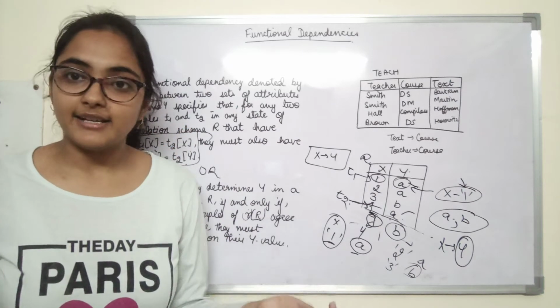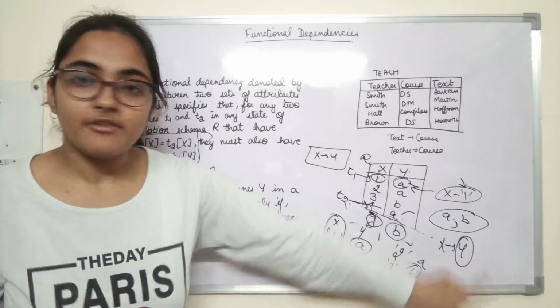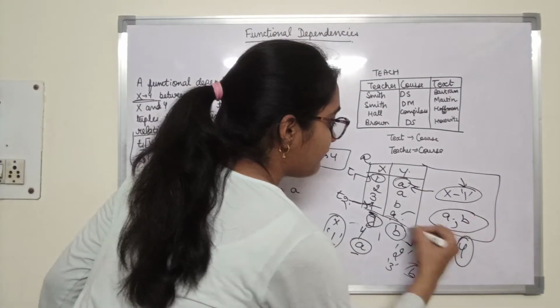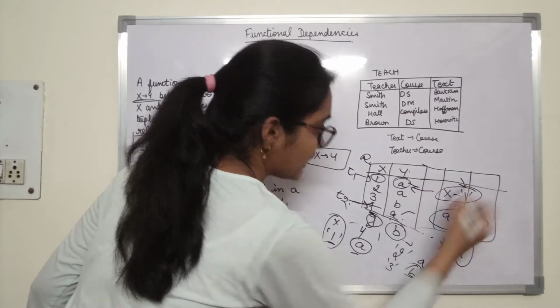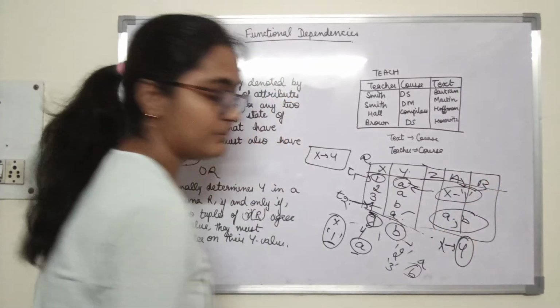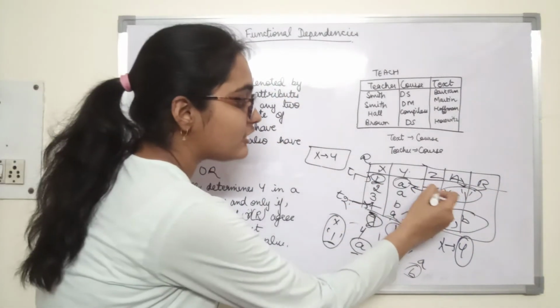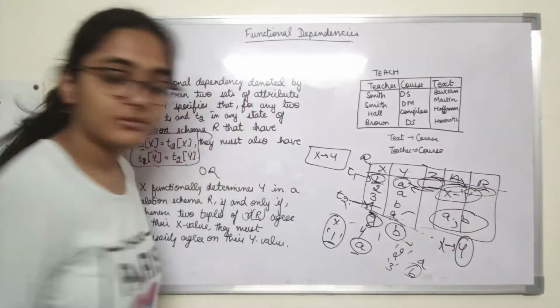So then x is a candidate key. If x is a candidate key, it can determine any subset of attributes. Let us say we have 4 more attributes here. Let us say z, a, b, right? So given a value of x, we can determine the value of any particular attribute.